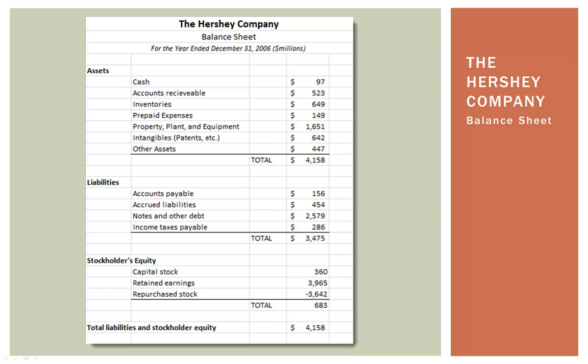So now if we go back, we can see how it all lines up. So if we were to write A equals L plus E, it would balance out. So we'd have $4,158,000,000 on the asset side, and then we'd have $4,158,000,000 on the right-hand side. And that is by definition the balance sheet.